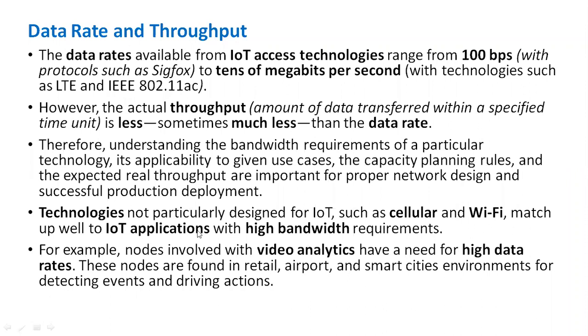Okay, so for example, in a network, if nodes have video applications, then because of the video multimedia, we need a high data rate, right? Such nodes or applications we usually see in airport and smart city environments, and for detecting driving actions or other events in public areas through CCTV cameras. So this type of technology we can use in our IoT applications, even though we don't treat cellular and Wi-Fi as IoT technologies.